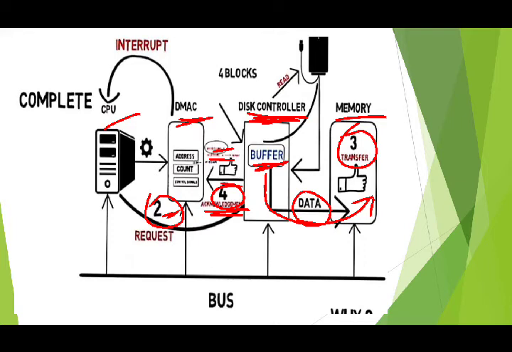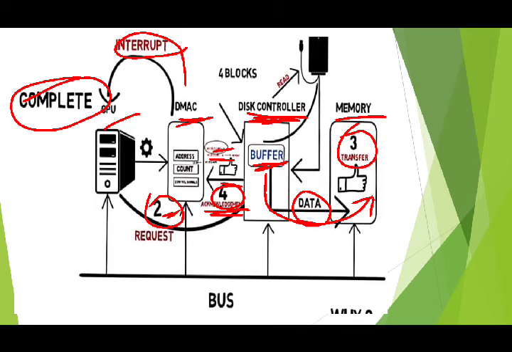And if the byte count is equal to 0, it will send an interrupt. Here we can see that interrupt. When the byte count is equal to 0, it will send an interrupt saying that the transfer has happened, and we can see here that the transfer is complete.